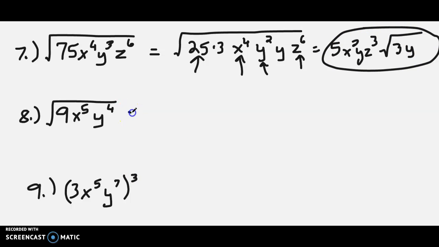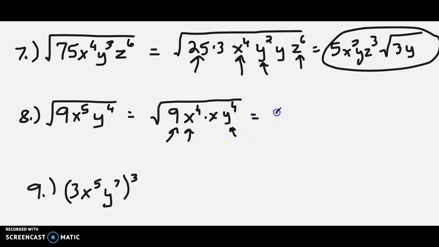If you look at number 8 here, 9 is a perfect square. We're going to leave him alone. X to the 5th will become x to the 4th times x. Y to the 4th is an even exponent, so we're good there. Take the square root of this, this, and this. That's going to give us 3x squared, y squared, and we're left with a radical x.